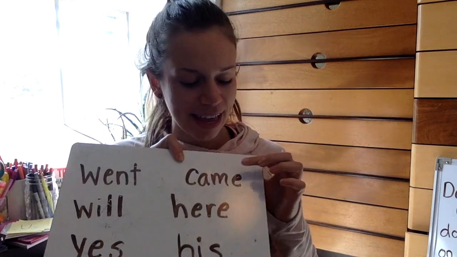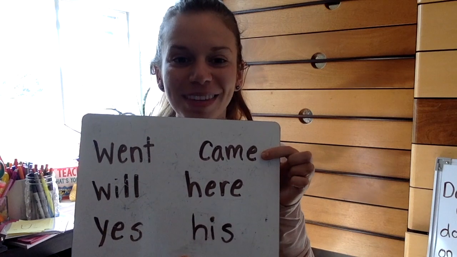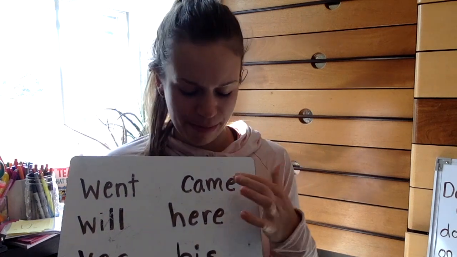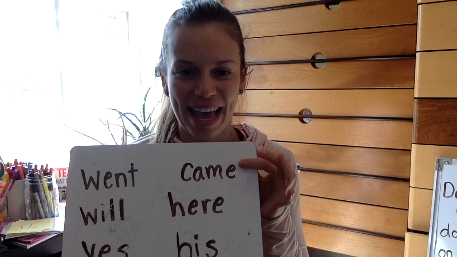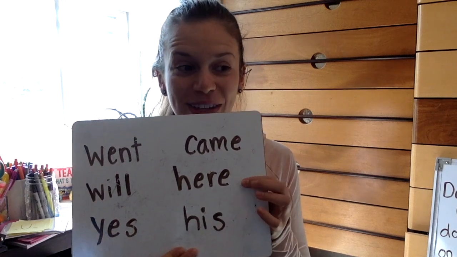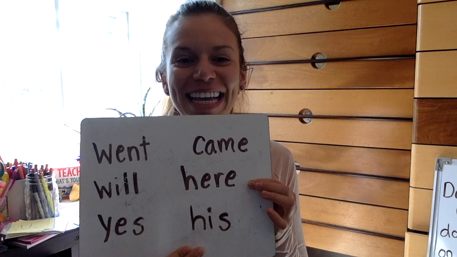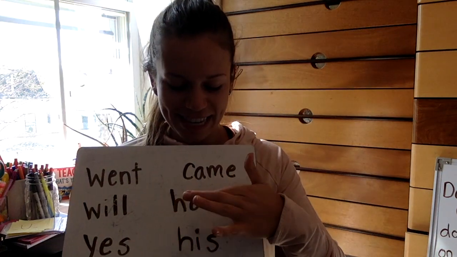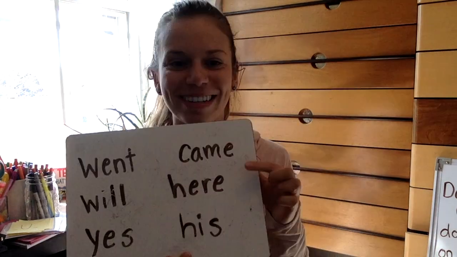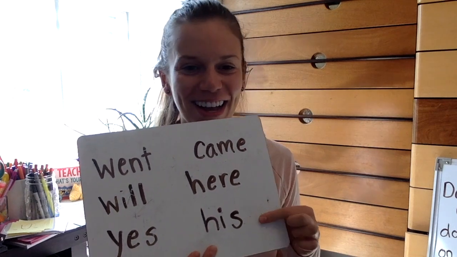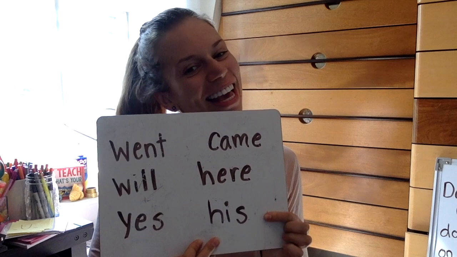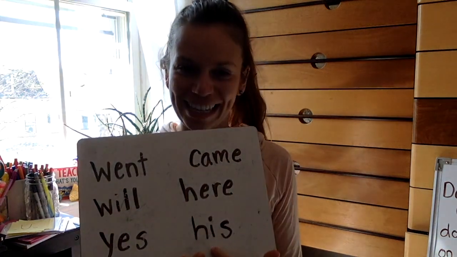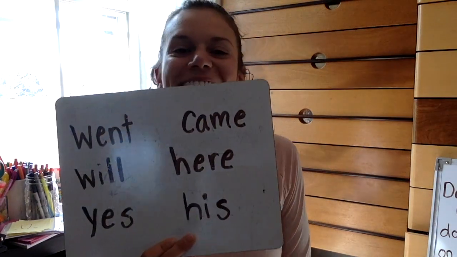And this word is, that's right, it's came. C-A-M-E spells came, came, came. What about this word? That's right, it's here. H-E-R-E spells here, here, here. And this word? That's right, it's his. H-I-S spells his, his.